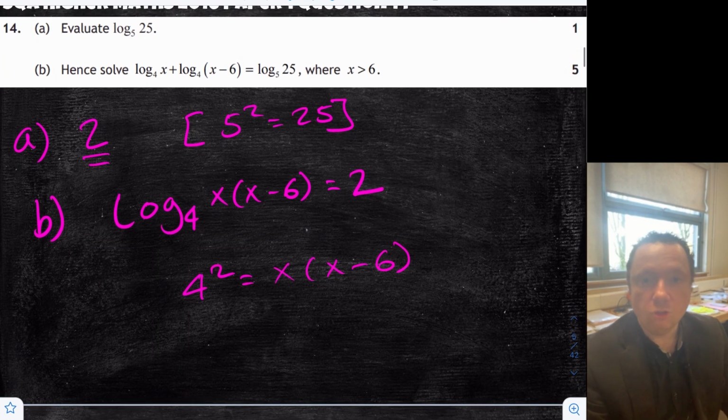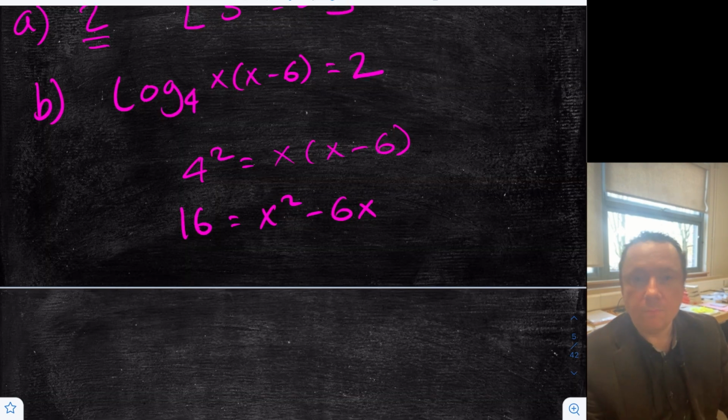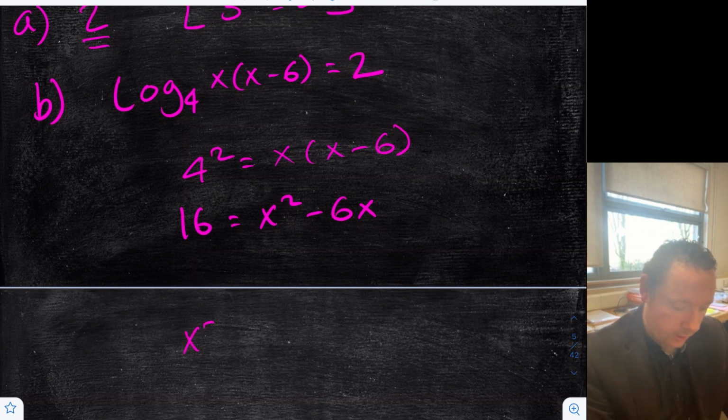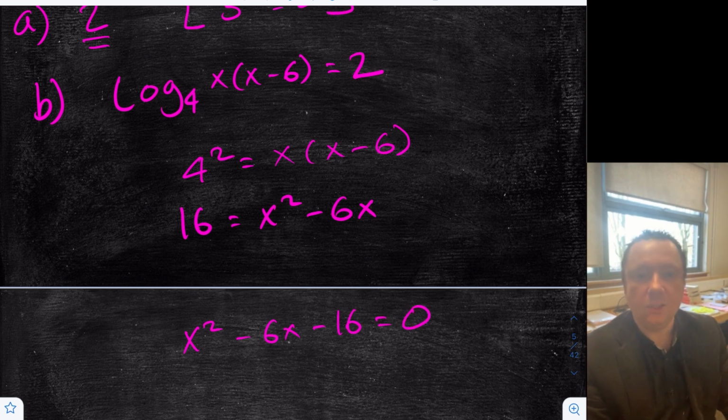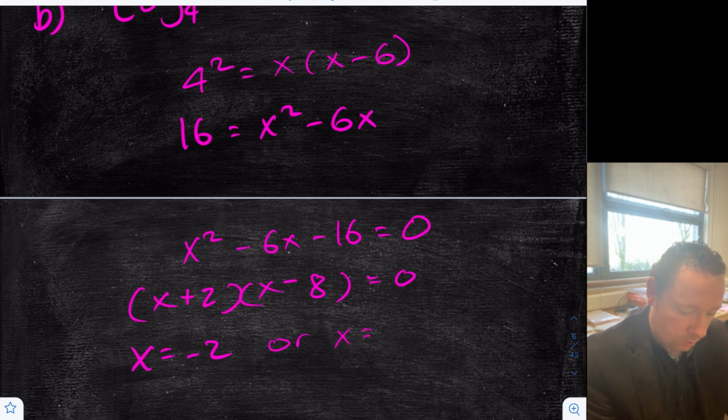Now we're just going to get a quadratic. 16 equals x squared minus 6x. Moving over to the same side, you get x squared minus 6x minus 16 equals 0. So you've got a quadratic to solve. Hopefully that's factorizable. x and x, 8 and 2, minus 8 plus 2, because minus 8 plus 2 is minus 6, minus 8 times 2 is minus 16. So that gives me x equal to minus 2, or x equal to 8.